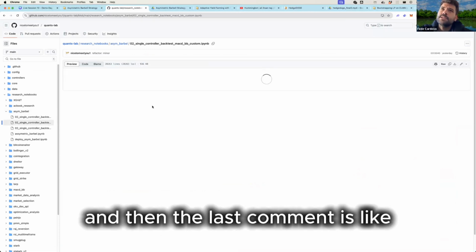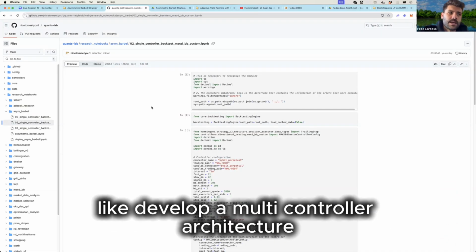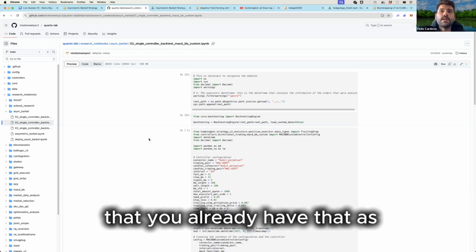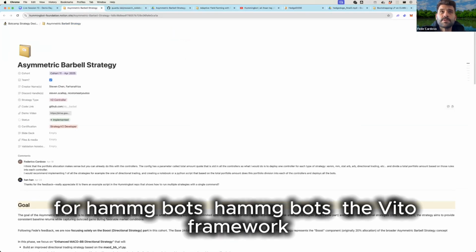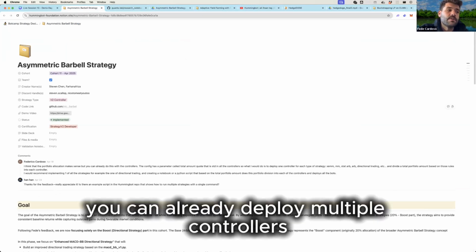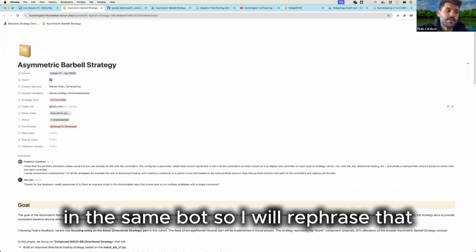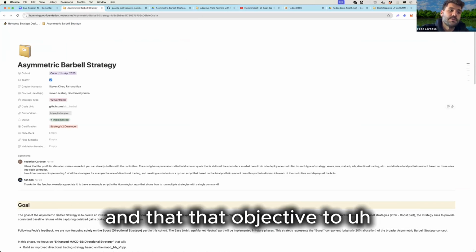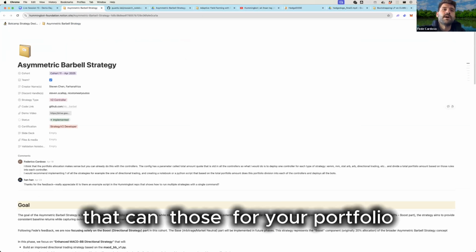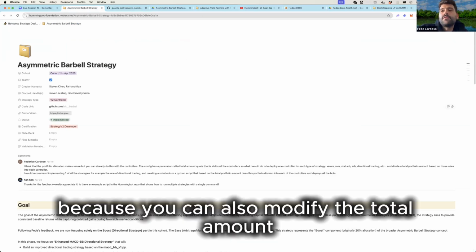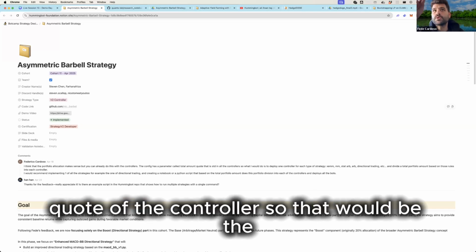And then the last comment is for the third thing that you said, to develop a multi-controller architecture. You already have that as default in Hummingbot. In the V2 framework, you can already deploy multiple controllers in the same bot. So I would rephrase that objective to creating a script that does this for your portfolio, because you can also modify the total amount quote of the controller. So that will be the next thing.